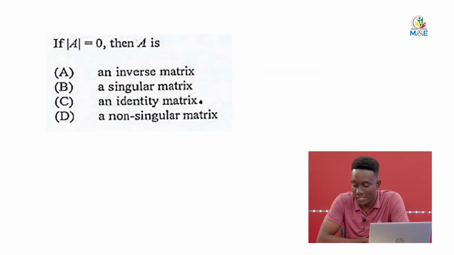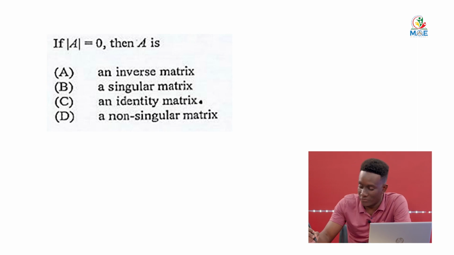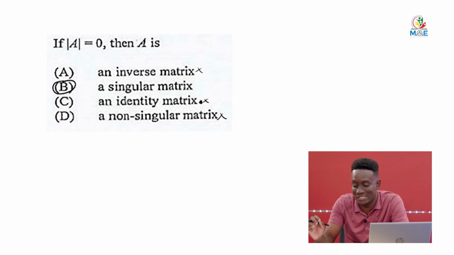So the question says, if the determinant of A is equal to 0, then we know A is... So when the determinant of a matrix is equal to 0, we can conclude that, of course, the matrix is not an inverse, not an identity, not a non-singular. We can say it's a singular matrix. Any matrix that has a determinant of 0 is a singular matrix.